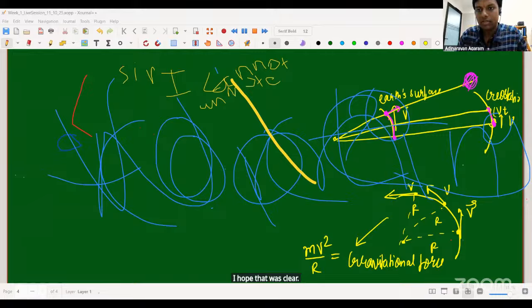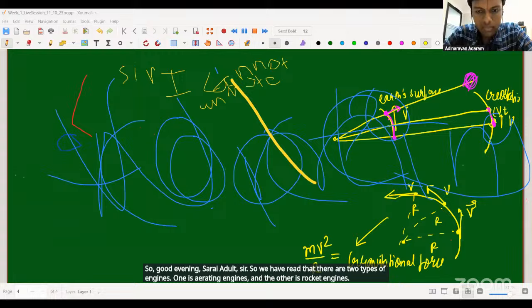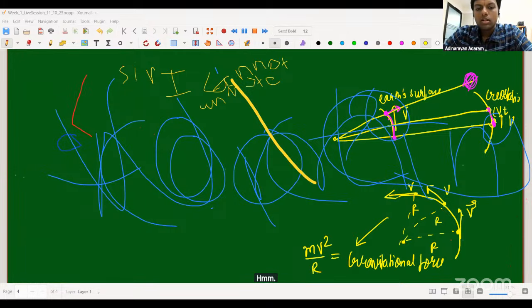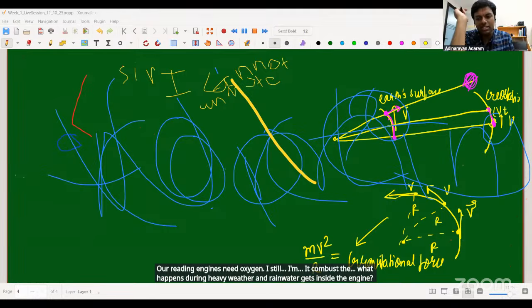I hope that was clear. Pandyan: Sir, good evening, sir. I have a doubt, sir. Yes. So we have read that there are two types of engines. One is air breathing engines and the other is rocket engines. Air breathing engines need oxygen, and it combusts, sir. What happens during heavy weather and rainwater gets inside the engine?